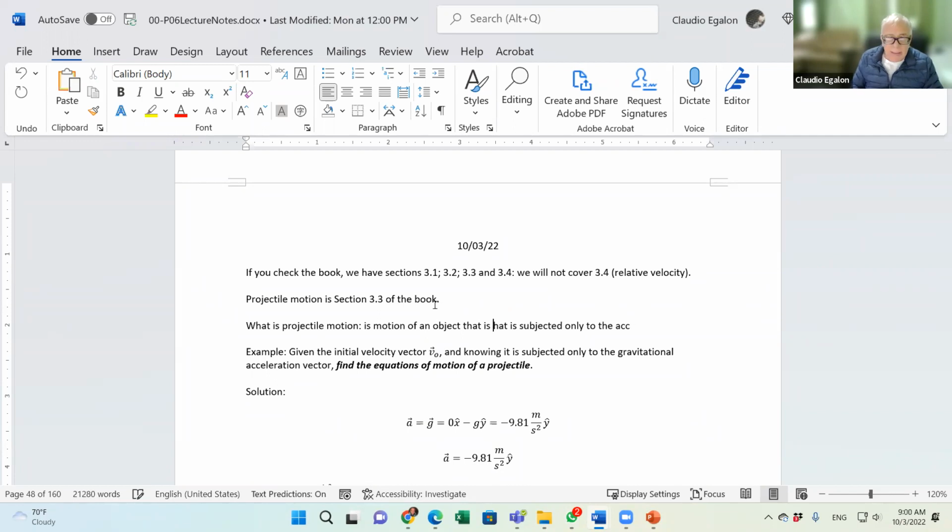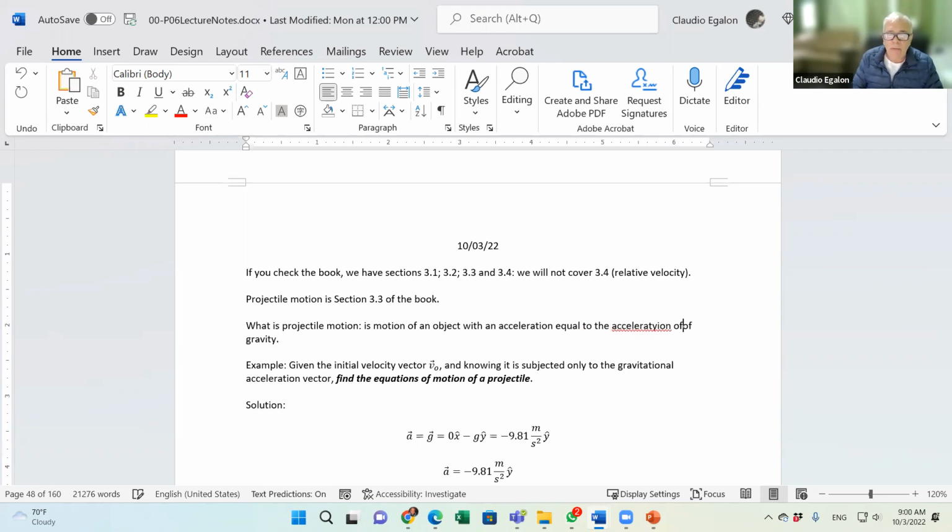that is subjected only to the acceleration of gravity. It is motion of an object with an acceleration equal to the acceleration of gravity. And at this point in time, you should memorize the acceleration of gravity.